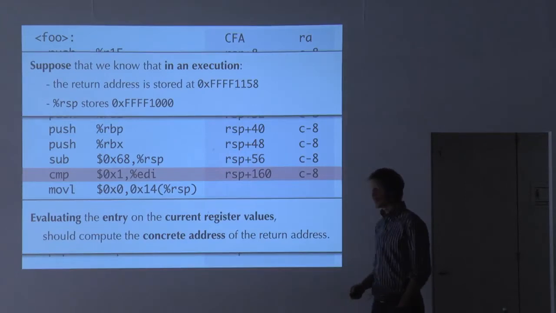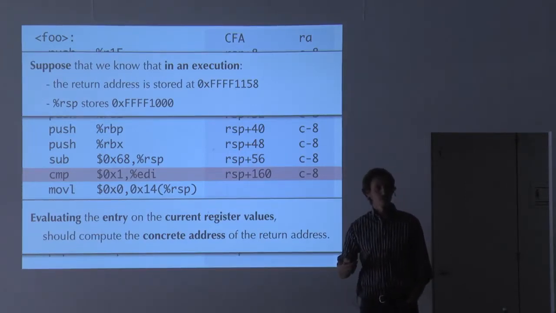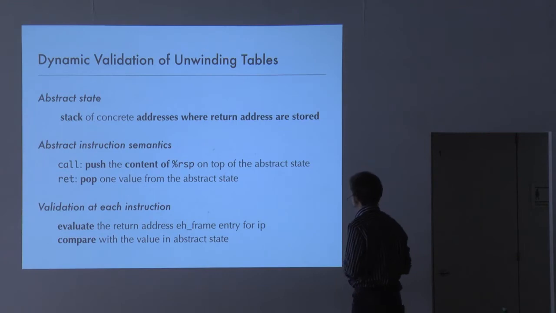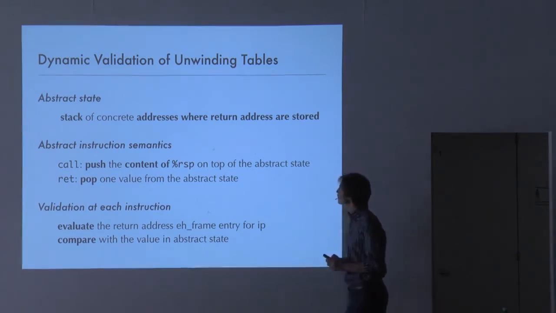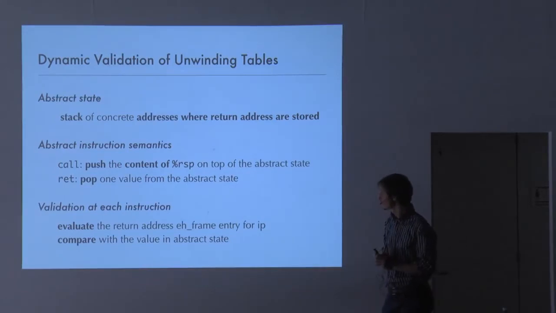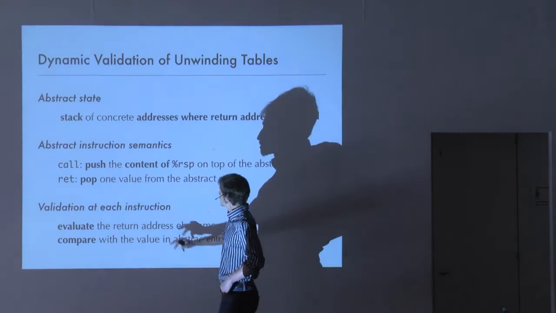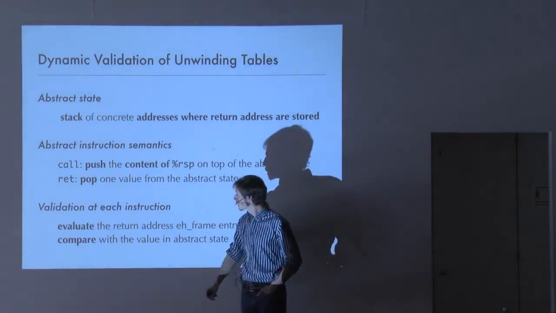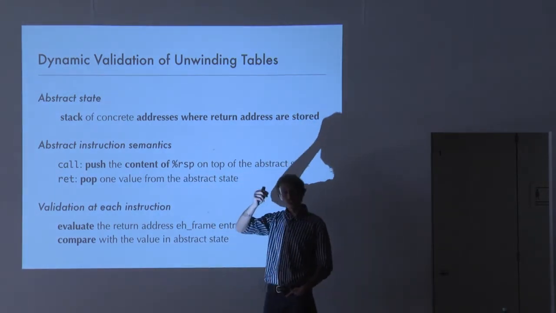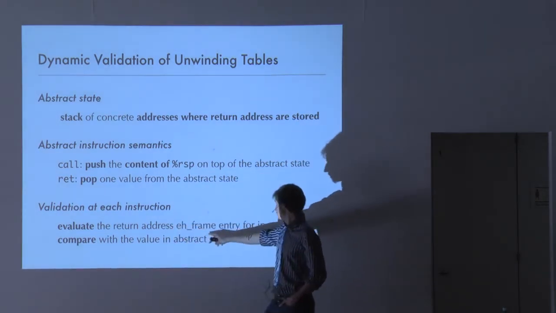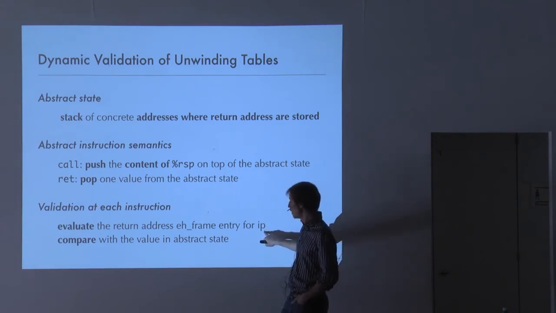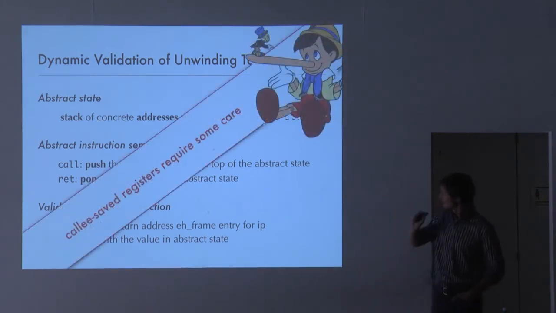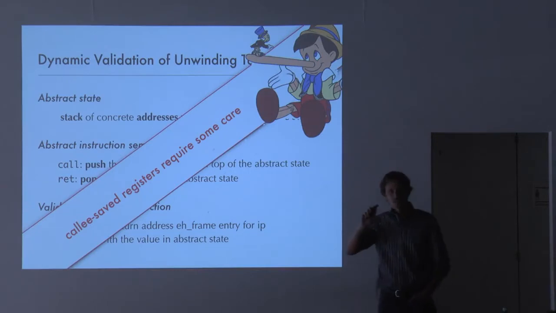Okay? Now, this gives us a very simple strategy to validate the tables. What can we do? Well, we keep an abstract state, which is a stack of concrete addresses where the return addresses are stored. And we have an abstract instruction semantics in which we just have to trace call and ret. Call pushes the content of the stack pointer on the top of the abstract state, and ret pops one. Okay? And for each instruction that we come executing, we evaluate the return address frame entry for the given instruction pointer, and we compare with the value that we stored in the abstract state. Now, I'm lying a little bit. To find the location of the callee-saved register, we have to do some kung fu, but it will do for now.